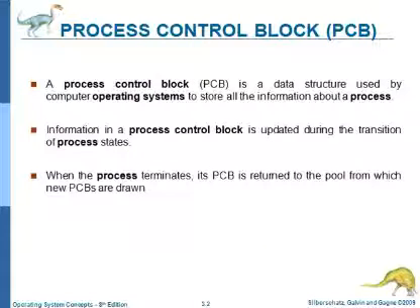A process control block is a data structure used by computer operating systems to store all the information about the process. If I want to give any task to the computer, it must store all the information about the task. Once I finish the task, the process control block is returned when the new process is drawn.